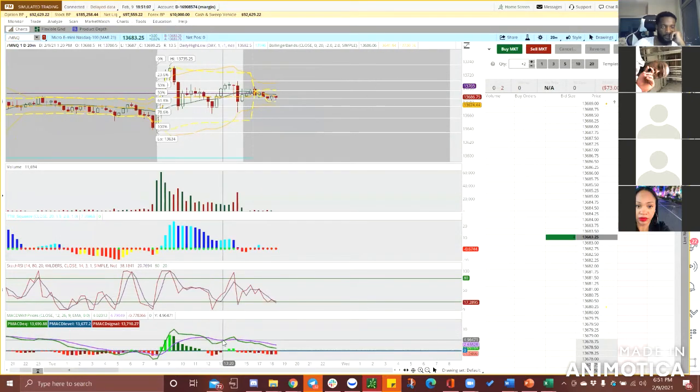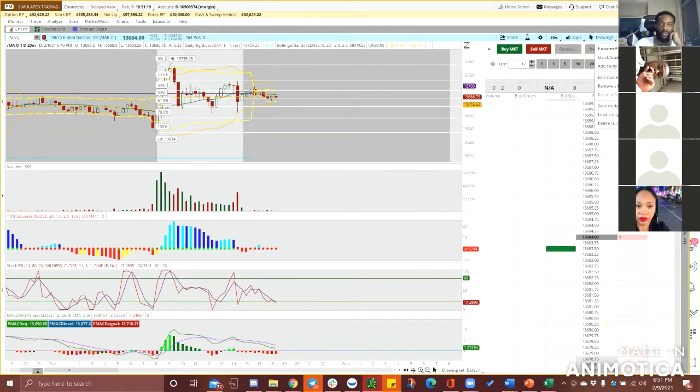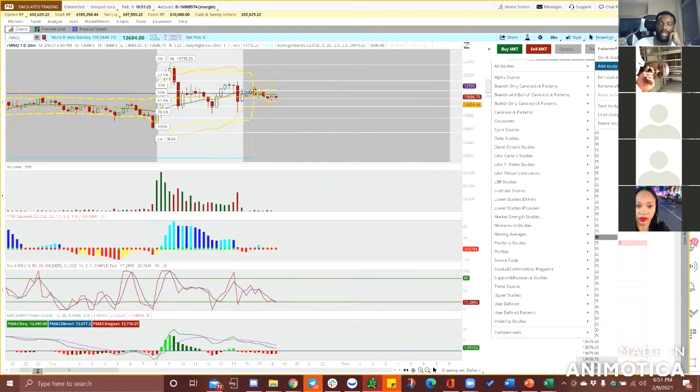So it looks like you might be using a different MACD, because this is it right here. Mine just says MACD histogram. Okay, so you want to get the MACD with prices.